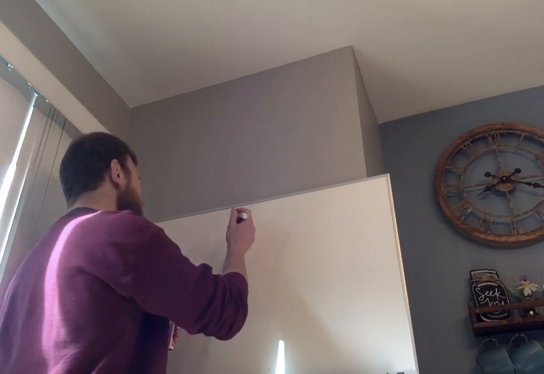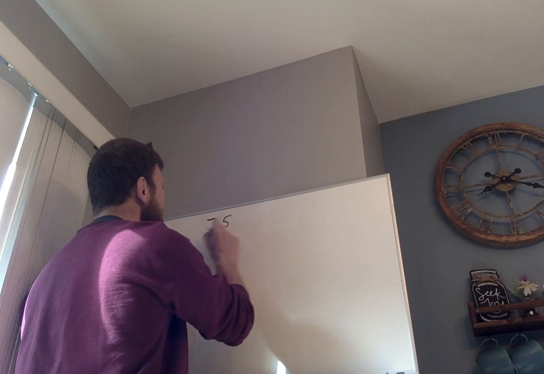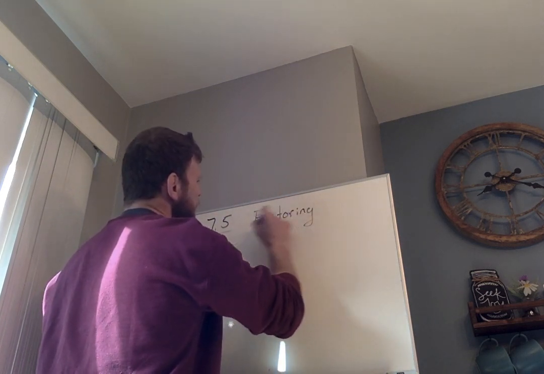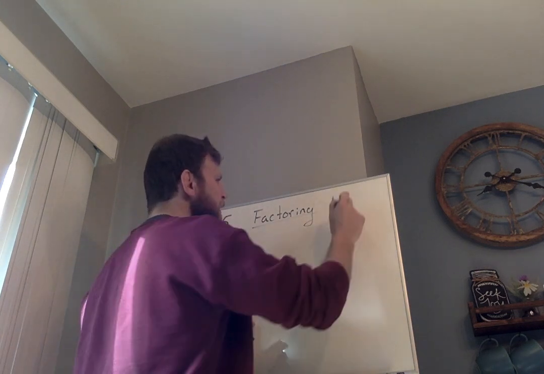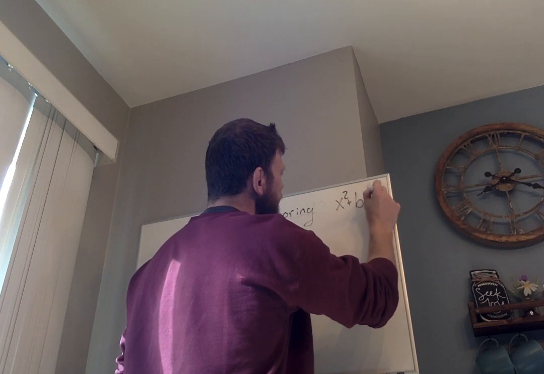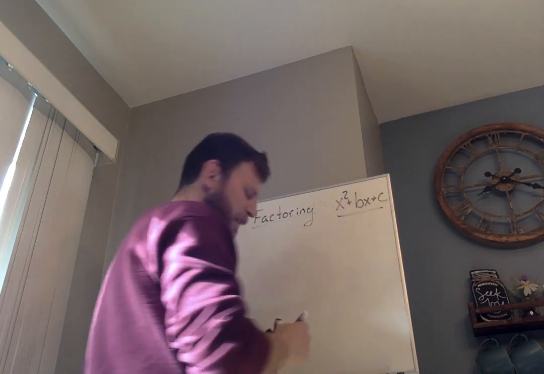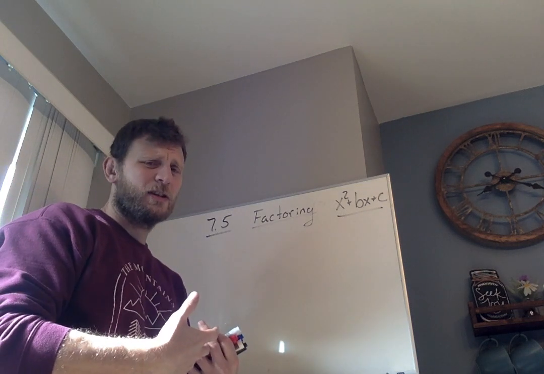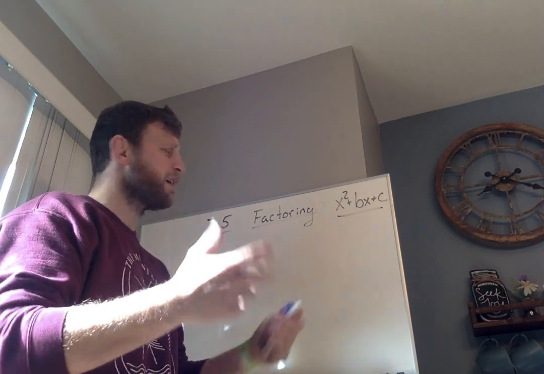But that's not going to stop me from teaching you 7.5 on factoring. So why don't you guys get out your notes and open up to 7.5. Okay, it's entitled Factoring. All right, and then it gives you this weird looking thing that says x squared plus bx plus c. And this thing over here is a quadratic. And basically what we're going to try and do is break things apart that look like that.